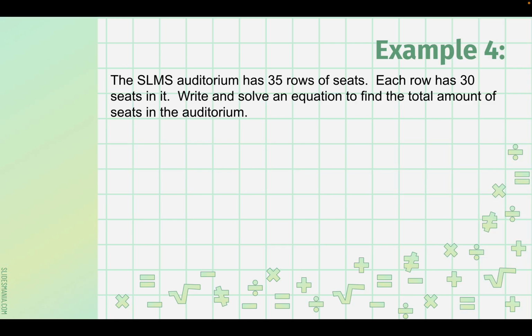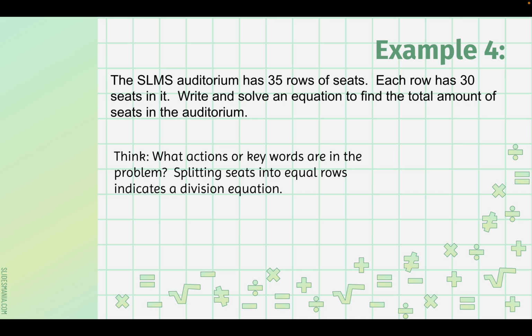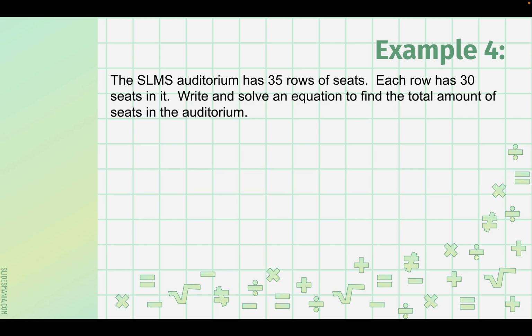Example 4. The SLMS auditorium has 35 rows of seats. Each row has 30 seats in it. Write and solve an equation to find the total amount of seats in the auditorium. We're going to think, what actions or keywords are in the problem? Splitting seats into equal rows indicates a division equation.